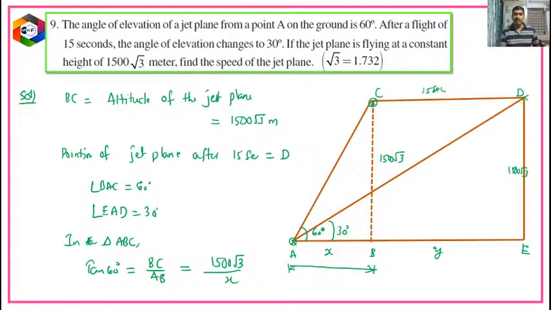So now the angle of elevation is 30. It is very clear. It changes to 30 after 15 seconds. But it is flying at a constant height. Both are at the same height. Now what is the speed of the jet plane?